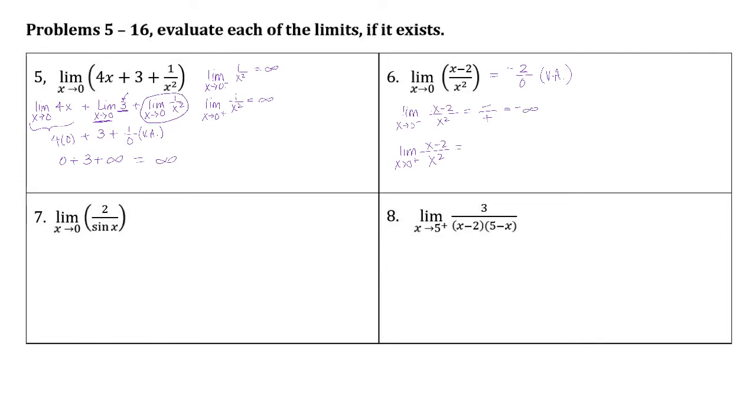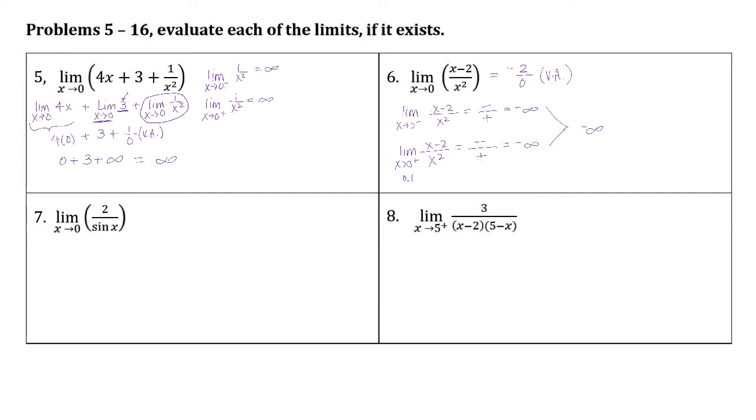Here, a little bit to the right of 0, well, that one's kind of strange. Let's say 0.1. That's a little bit to the right. The denominator again is still positive, but the numerator is negative. So that's tending toward negative infinity as well. So notice from the left and from the right, we are tending toward the same value. So I have negative infinity. Okay, moving on here, let's look at number 7.